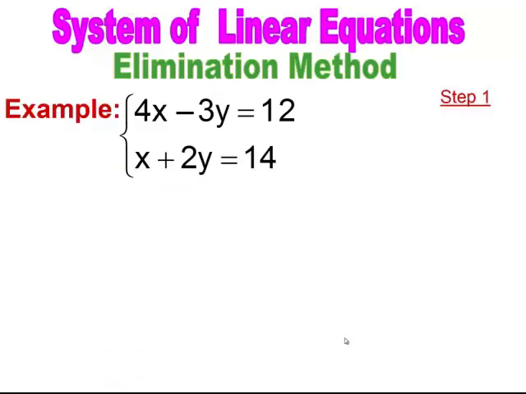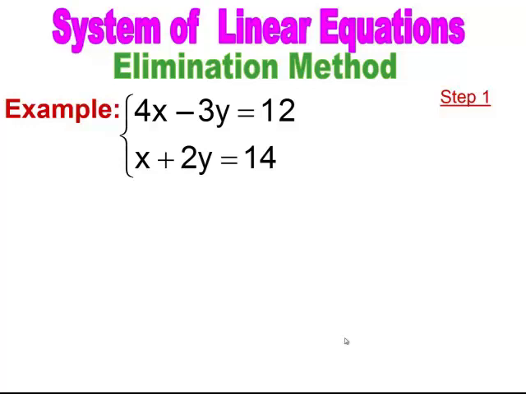So now here's the scenario where we're going to have to do step 1. So I'm checking to see, do I have a coefficient of the variable that has the same number but opposite signs? So I see the x's, it's 4x and it's a 1x. It's not the same number with opposite signs. My y values have a negative 3 and a positive 2. They're not the same number with opposite signs. So I'm going to have to create it.